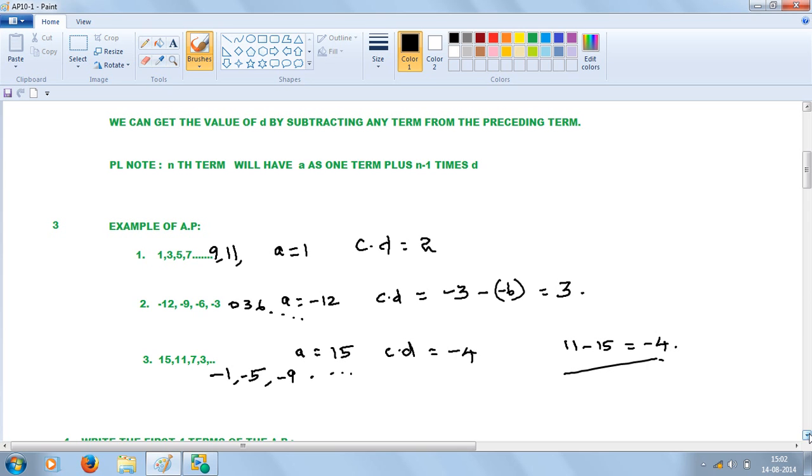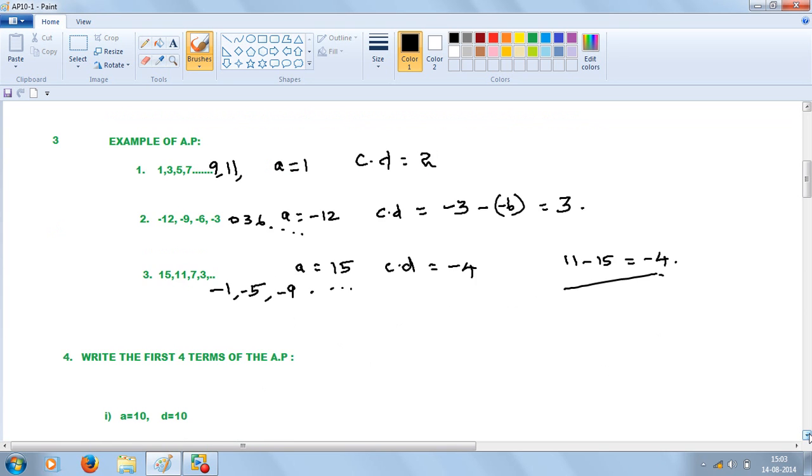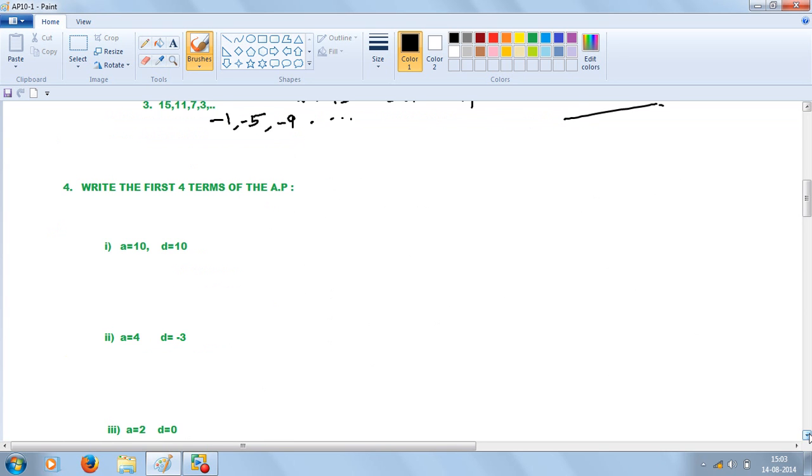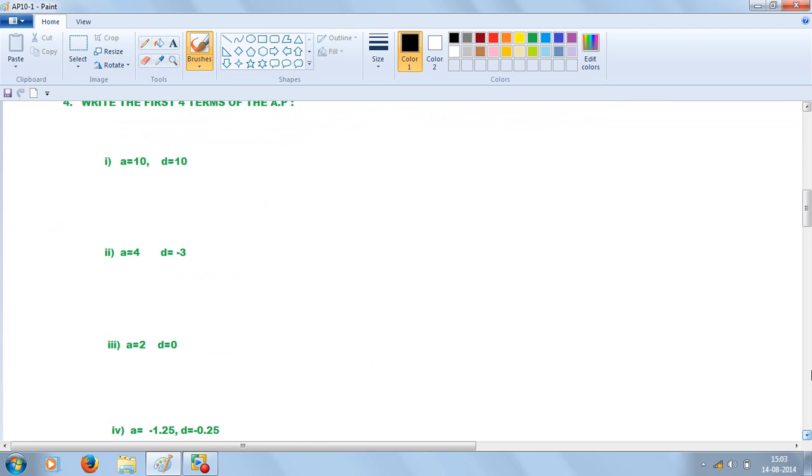So arithmetic progression, the number progresses in a particular fashion, with this specific difference. So many functions may behave in the same way. So this progression will be used in those cases. So we will try the next problem.